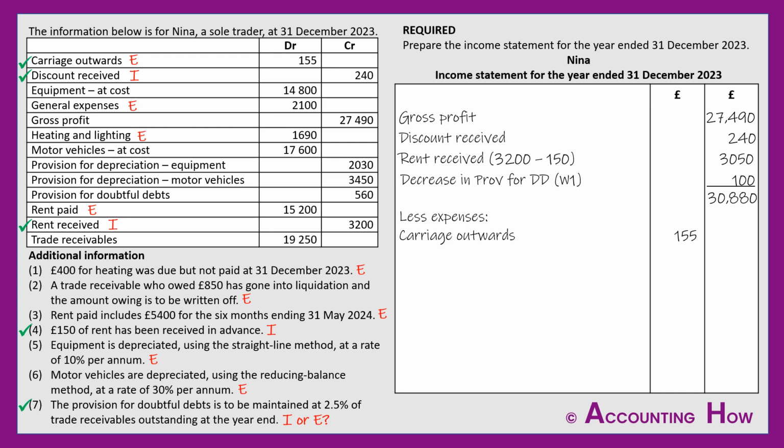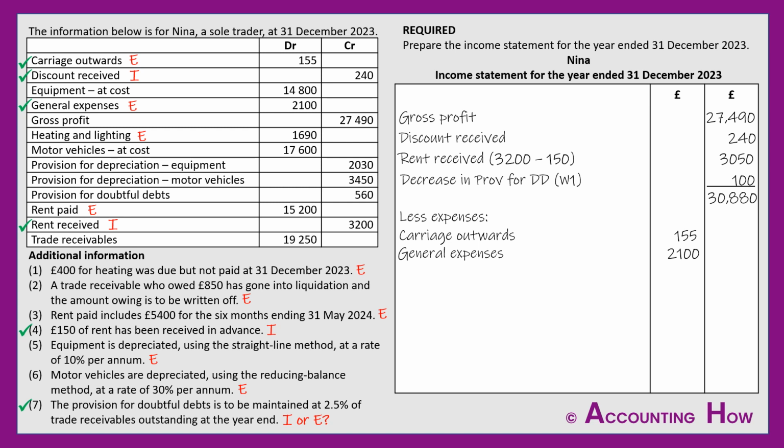Next E, the general expenses. Again, I don't remember reading anything about that one, so I'm going to put that straight in, and a little green tick, that one's done. The next E goes with the heating and lighting, and we were told in the trial balance the heating and lighting was £1,690, but item number 1 underneath tells me £400 for heating was due but not paid.